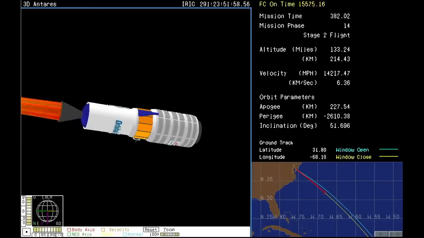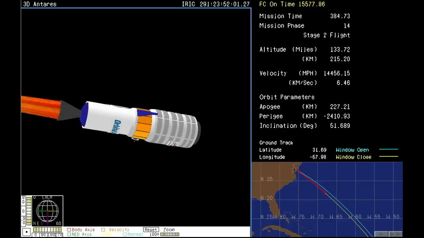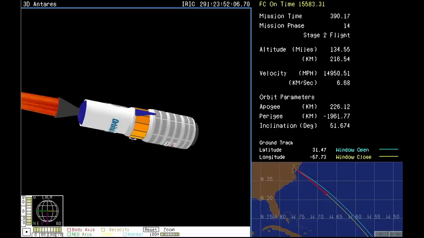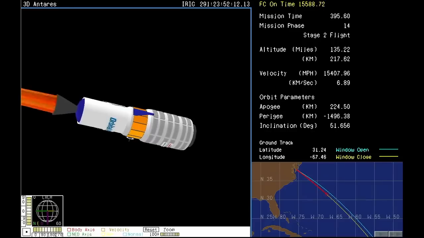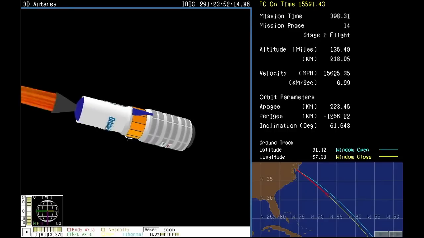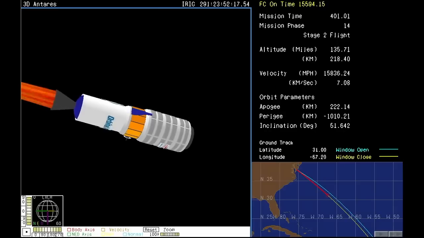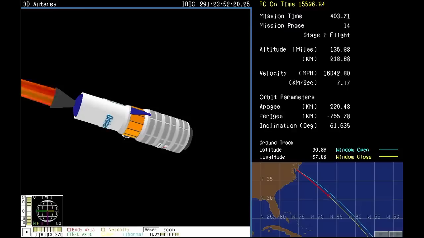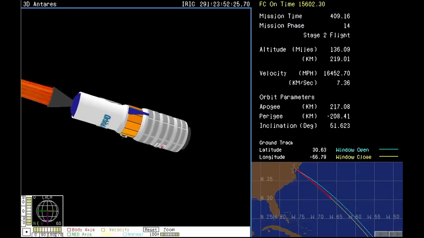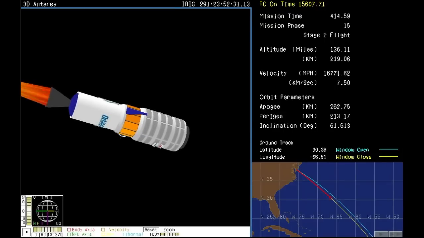Attitude remains nominal. Power is nominal. Should be coming up on motor tailoff right now. We see the start of the motor tailoff at this point. Attitude remains nominal. Altitude is 220 kilometers. Motor pressure continues to tail off as we head towards burnout. And we have stage two burnout. Antares is in orbit.